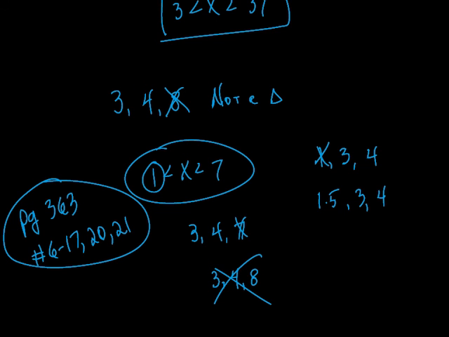It says if not, it's like why? How do you just say it? Do like this. So 3 plus 4 is not greater than 8. That's a good explanation right there.